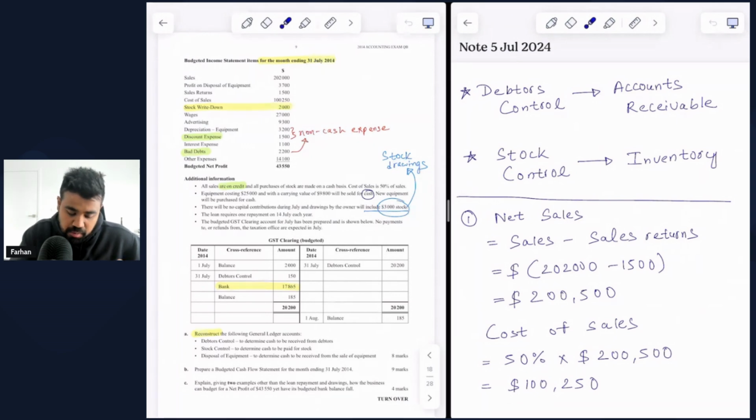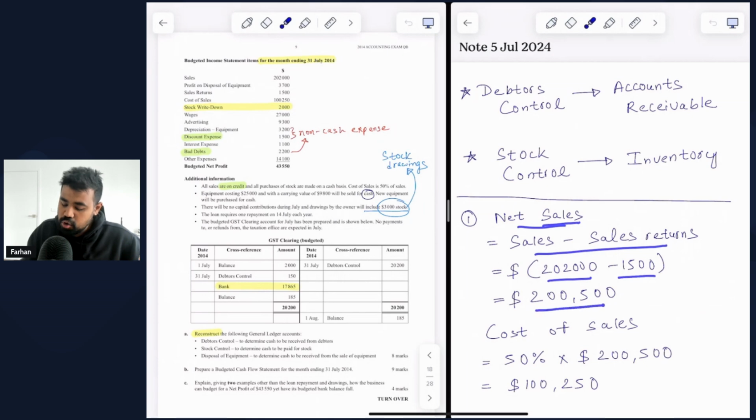So you can check the income statement that's given to us and you'll see that we're given the amount for sales, which is $202,000. This is the gross sales. And then we're given the sales returns of $1,500. So using these two numbers, we first calculate the net sales, which is the difference between the sales and the sales returns. So the gross sales is $202,000 and the sales returns is $1,500, which gives us net sales of $200,500.